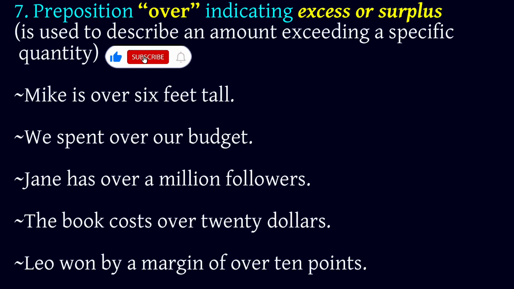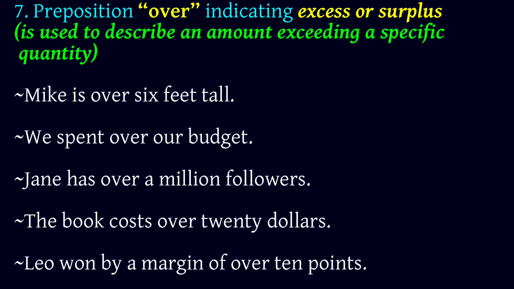7. Preposition over indicating excess or surplus is used to describe an amount exceeding a specific quantity. Mike is over 6 feet tall. We spent over our budget. Jane has over 1 million followers. The book costs over $20. Leo won by a margin of over 10 points.